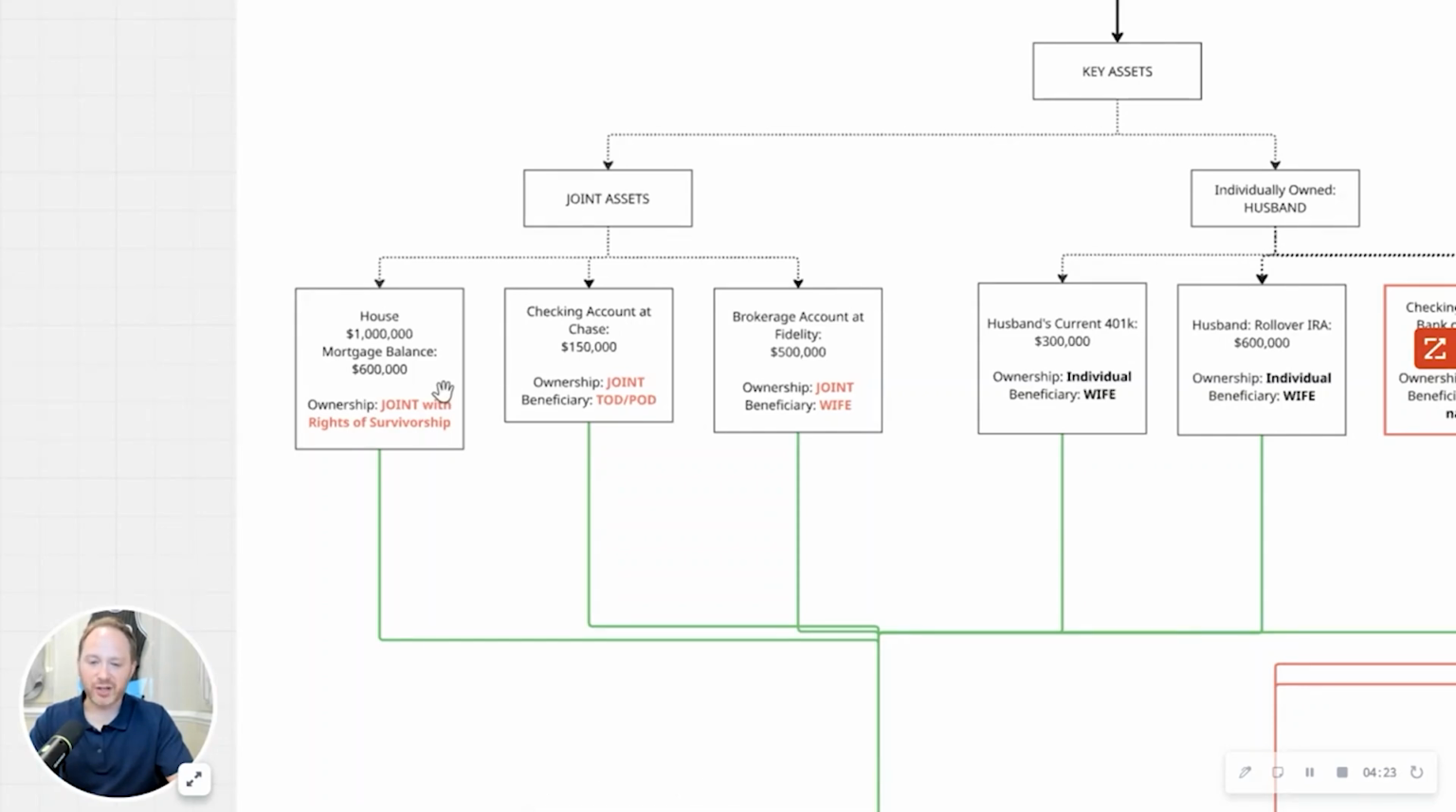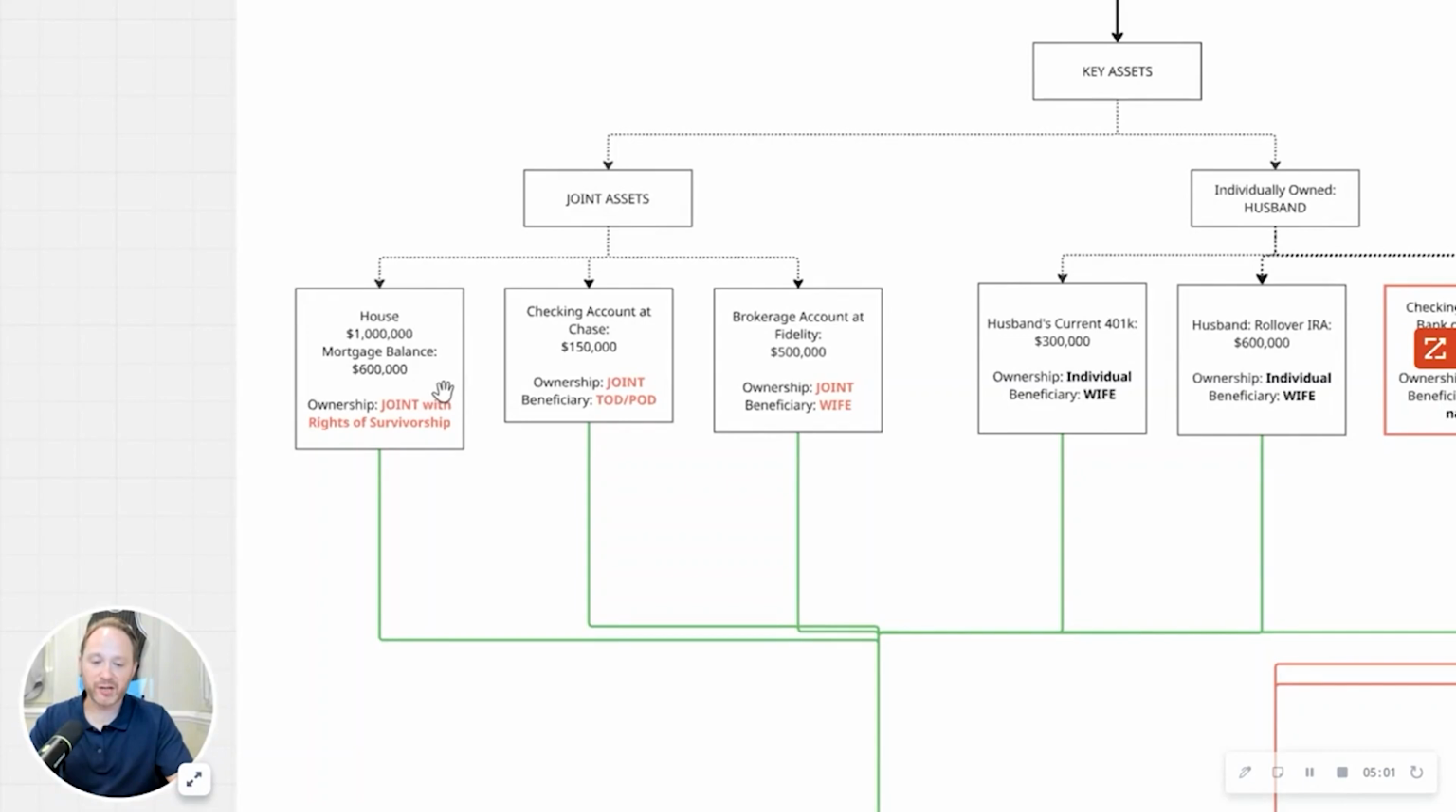They also have a checking account. Let's say, for example, it's at Chase. There's $150,000 of cash in that account. The ownership is joint. It's going to either transfer on death or be payable on death. So because it's joint, the wife, it's going to just flow right to her.